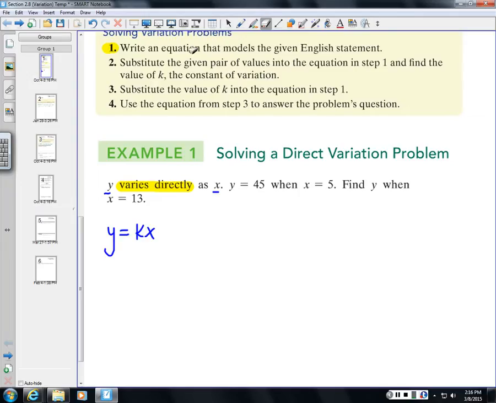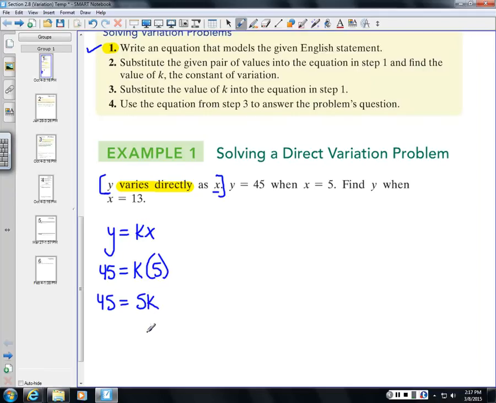We wrote the equation from step 1 up here that models what they gave me. Now step 2 says substitute the given pair of values into the equation. Step 1 goes with sentence 1, so we've got that done. Now they start giving me values for what x and y are equal to. So I'm going to do what step 2 says, which is plug those in. They tell me y is 45, so I'm going to replace my y with 45. They tell me that x is 5. So when I plug this in, what we really have is 45 equals 5k.